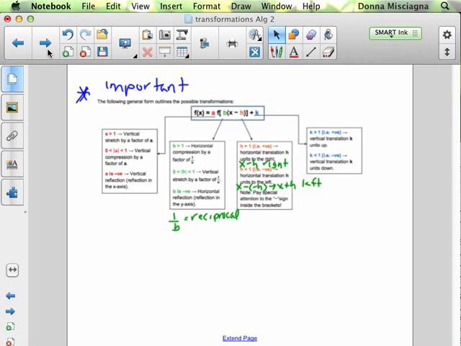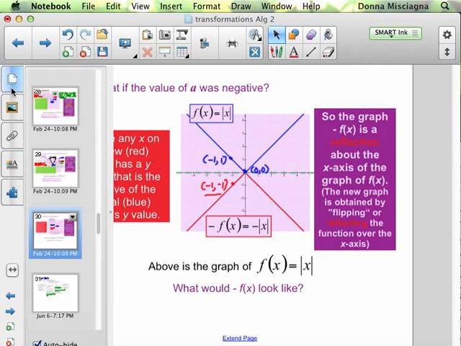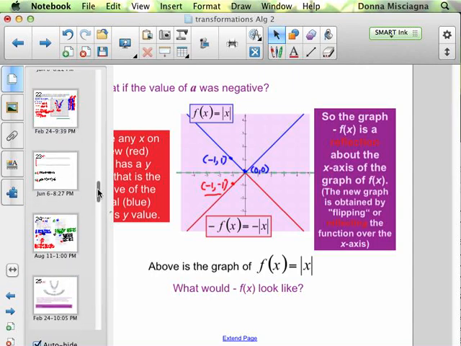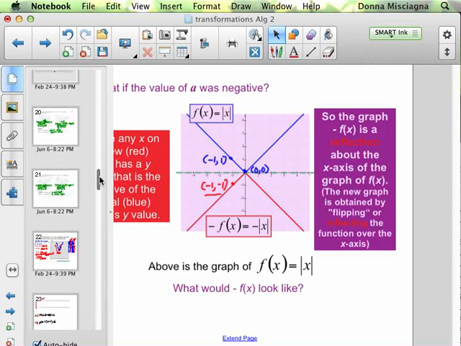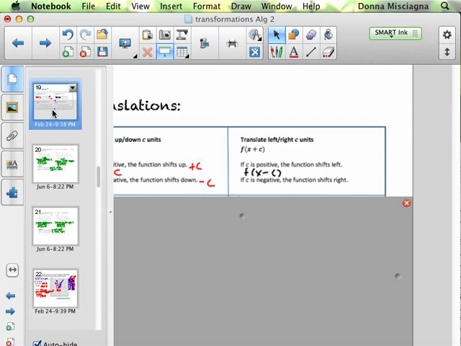All right, so important. The following general form outlines the possible transformations. So we have f of x equals a times f. Actually, before we go over this, I had skipped on the last video something you have in your notes because I wanted to wait until we went over dilations, and that is this page right here. Let's go over the rest of this table and then let's go to that page. So I need to move that screen.